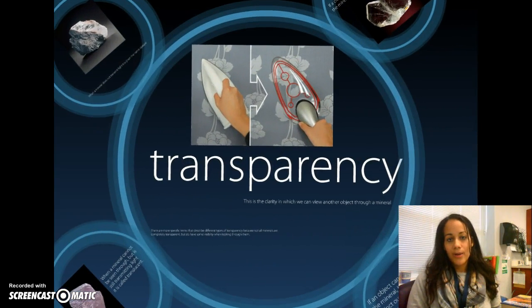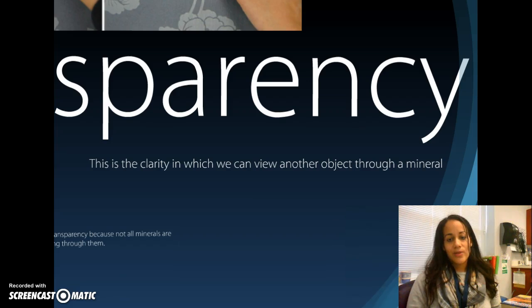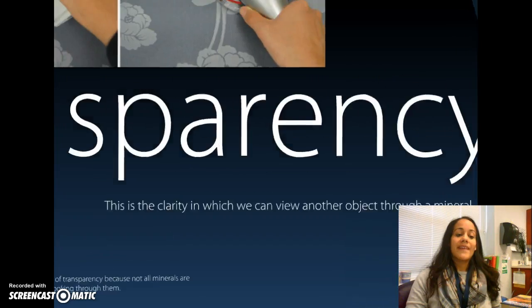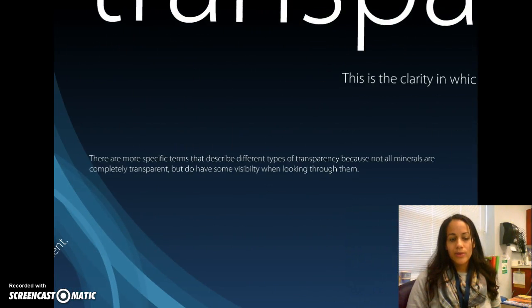Another property that we can use to identify minerals is transparency. This is the clarity with which we can view another object through the mineral, so whether or not that mineral is transparent. There are more specific terms that describe different types of transparency because not all minerals are completely transparent, but some do have visibility when looking through them.